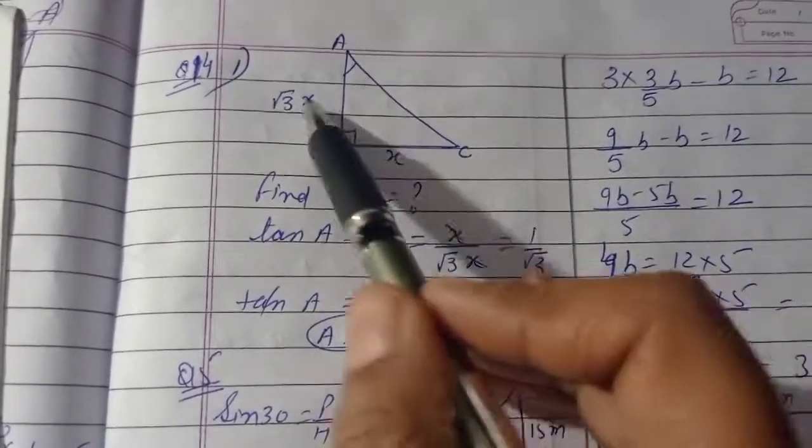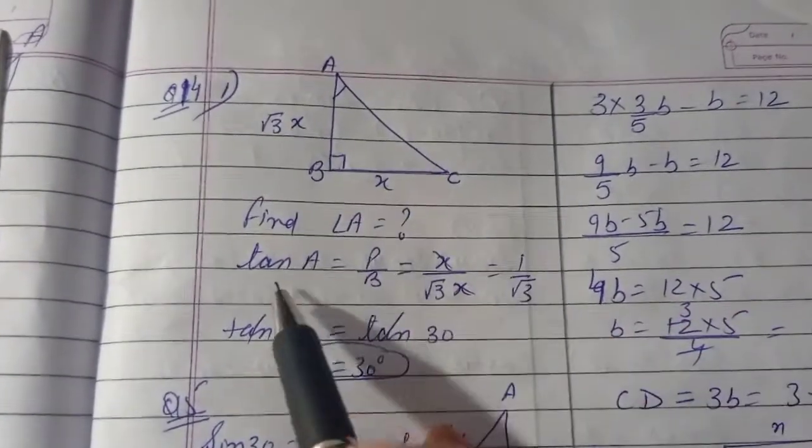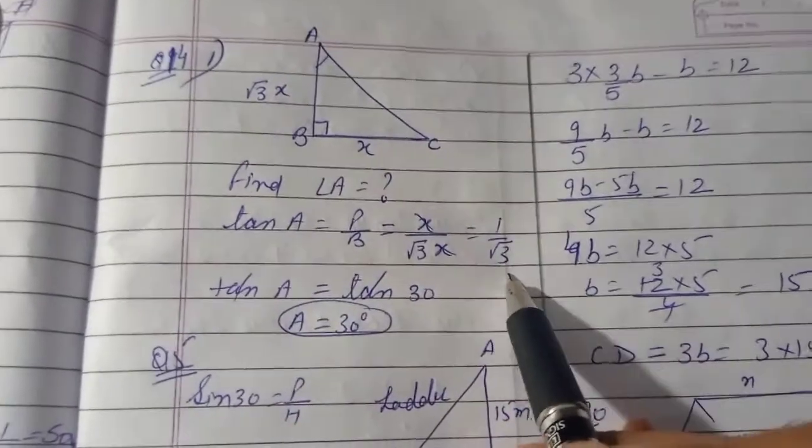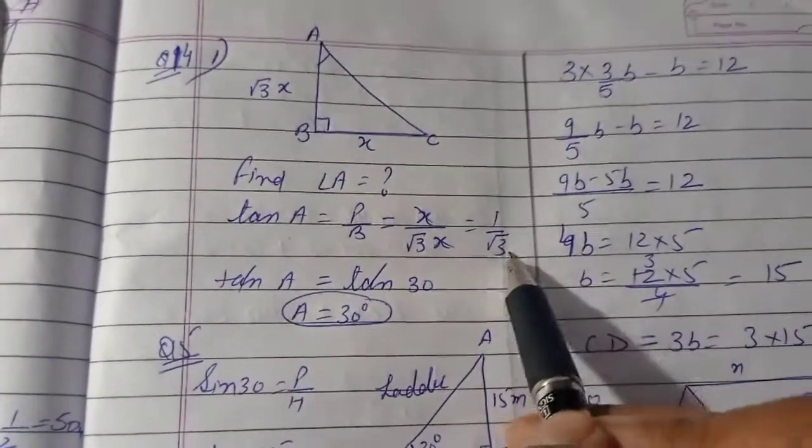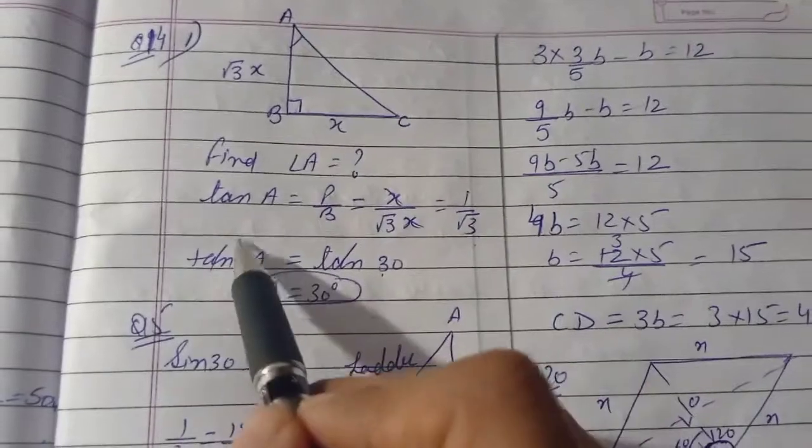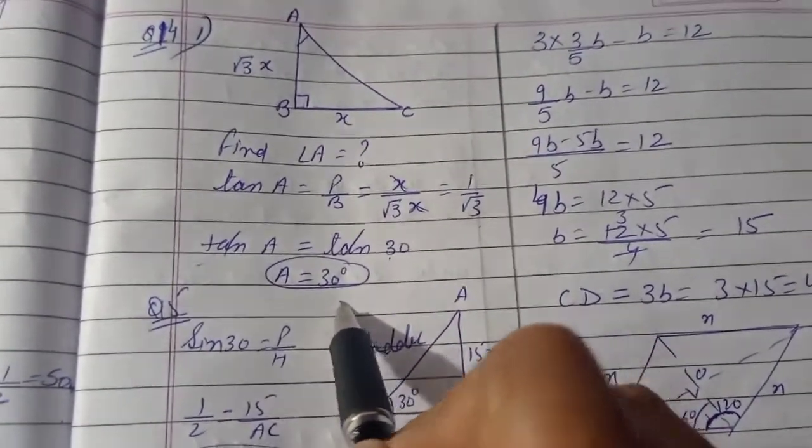Now, these are perpendicular and base. So the ratio is what? Tan. Put the value here. And tan A is 1 by root 3, at which angle? Tan 30. So tan cancels. Angle A will be 30 degrees.